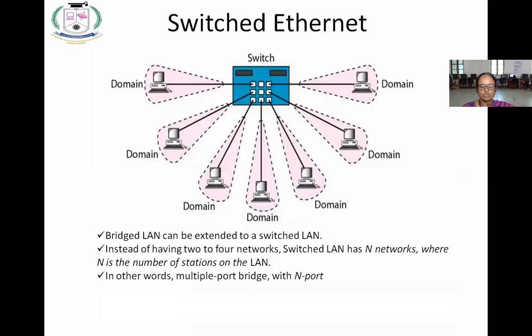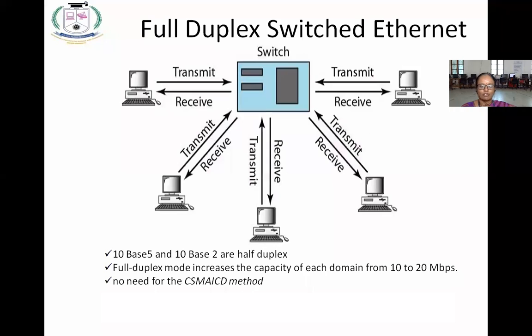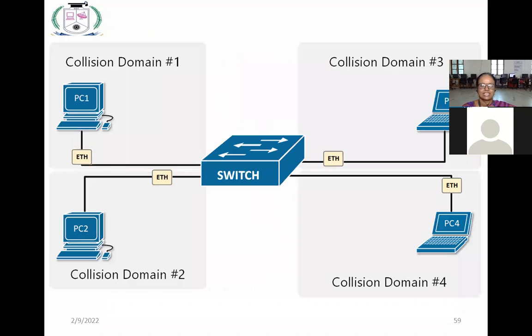Each switch is connected, n switches are there, n domains we will connect, and the bridged LAN is extended to switched LAN. Much more it will be close to that only. But when you go with full duplex, it is entirely different. We need CSMA/CD for wireless LAN and wired LAN, but in full duplex switched Ethernet, we don't need CSMA/CD.